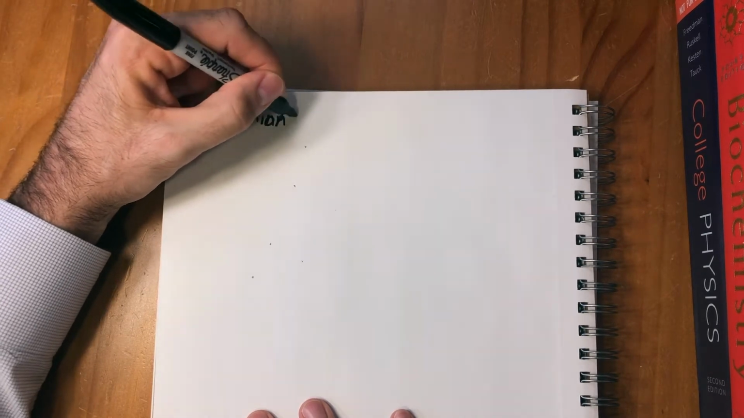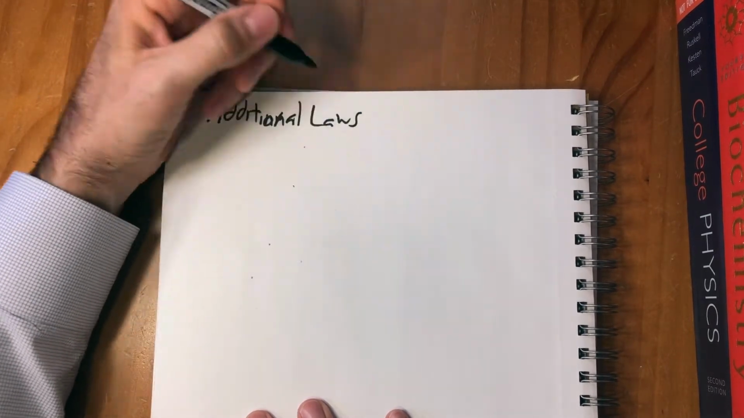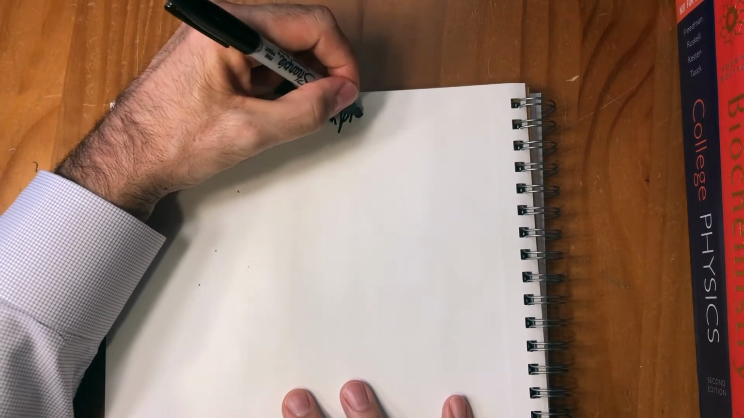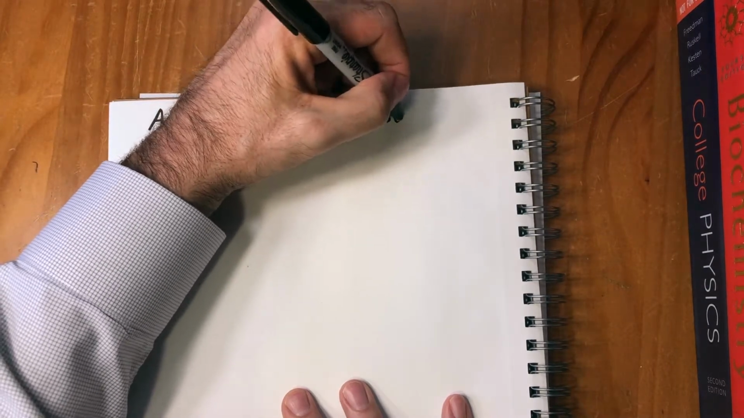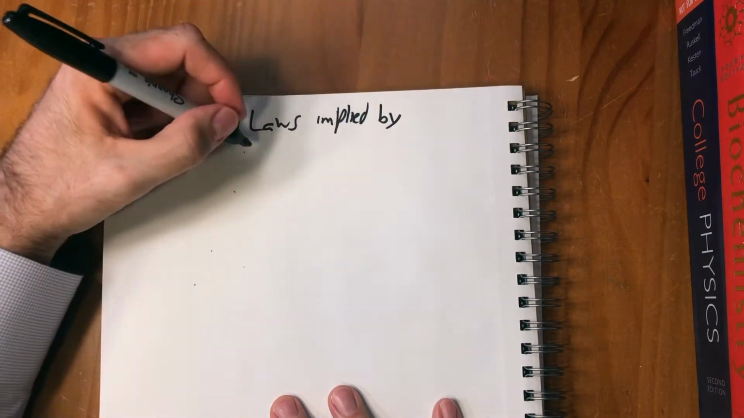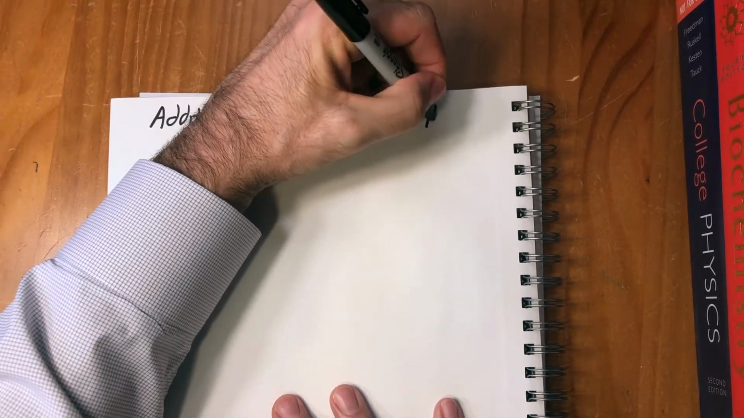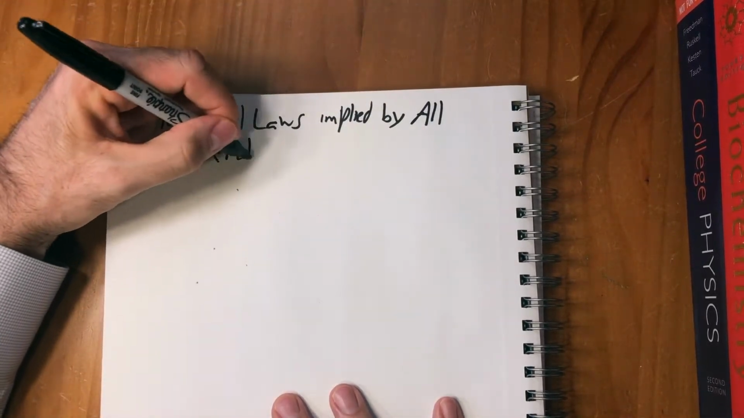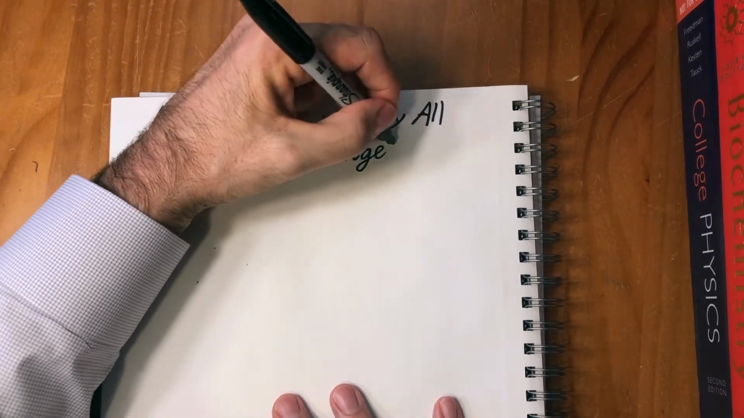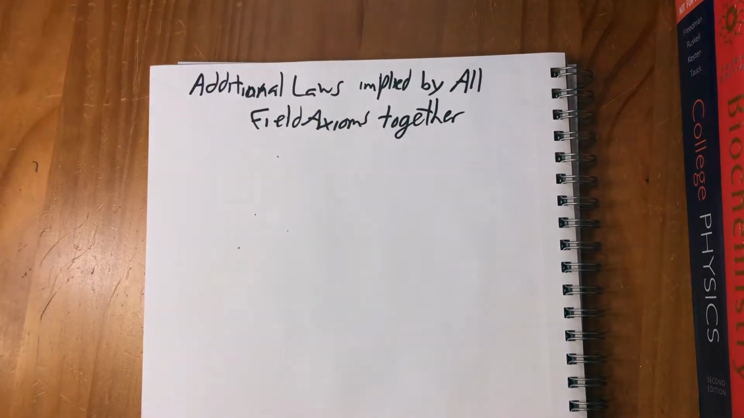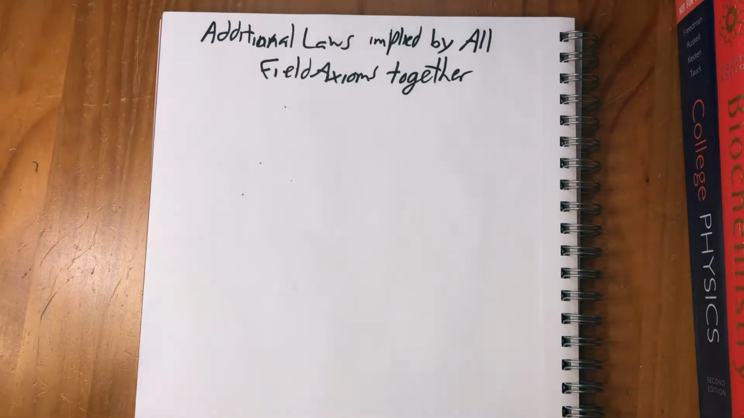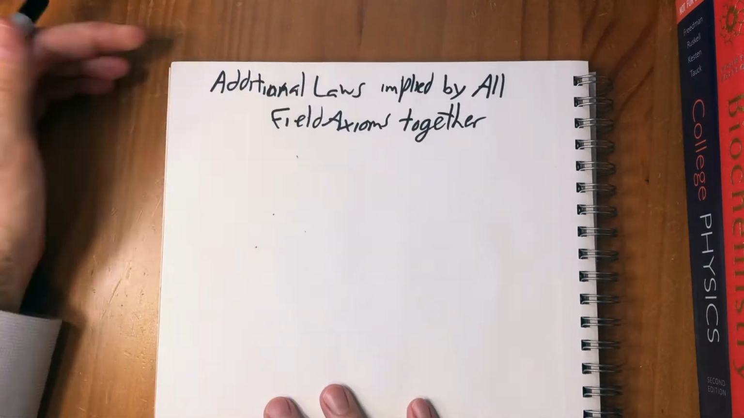Additional laws implied by the additive and multiplicative field axioms, by all the field axioms. So these are interesting because these are additional laws that we get by applying the addition and the multiplication together.